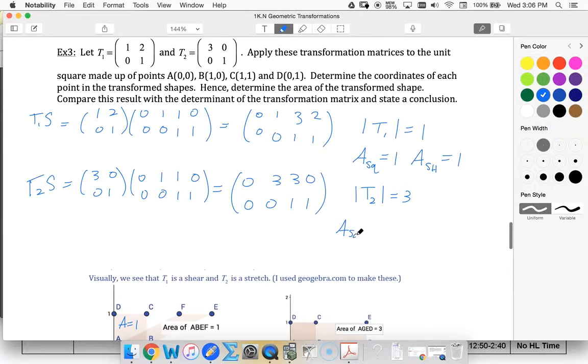So my area of my square is 1. Area of my stretch is 3. So this seems to imply that the area of the transformation, I'm just going to call it transform, is the determinant of the transformation matrix times the area of the original, and that is true.